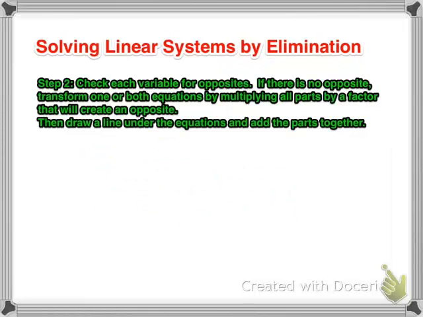Now that we've got them lined up, the next step is to check each variable for opposites. An opposite is one that has the same number but the opposite sign. For example, the opposite of 5x is a negative 5x. If there is no opposite, you transform one or both equations by multiplying all parts by a factor that will create an opposite. Looking at our example, 5x plus 7y equals 18.9 and 2x minus 3y equals negative 8.1. There's no opposites when you look at the variables, so we're going to have to create one.